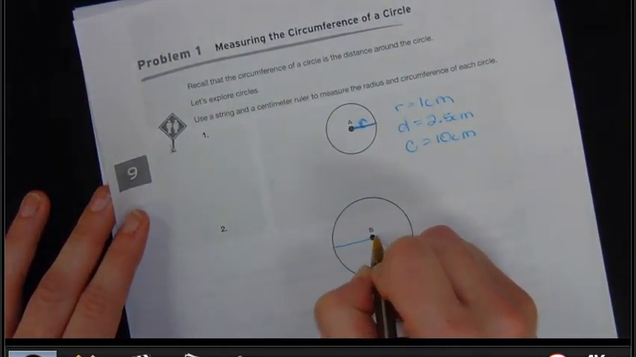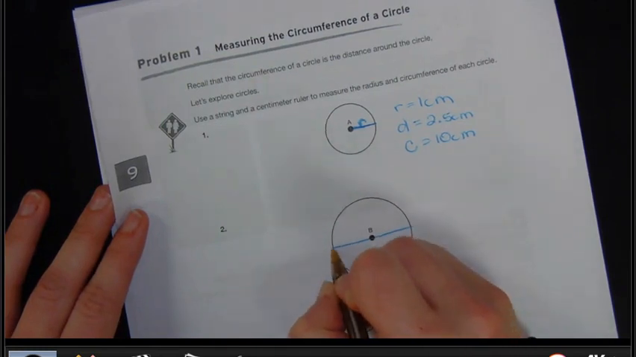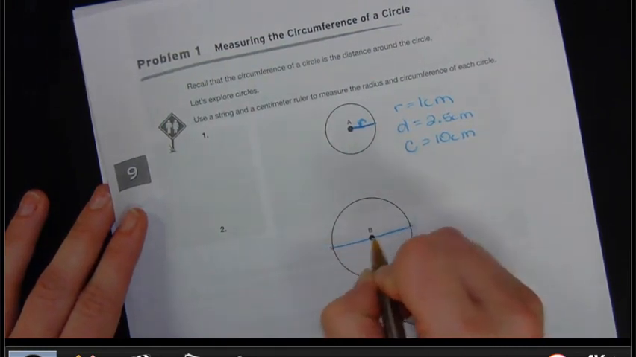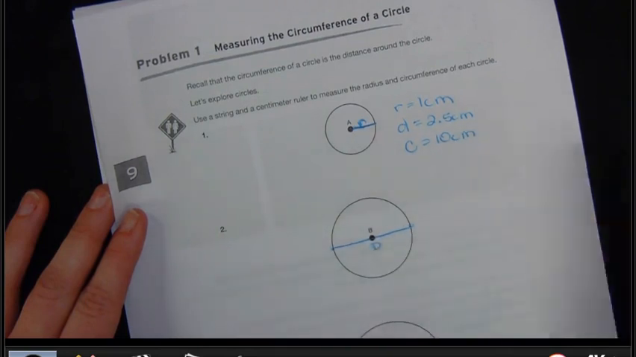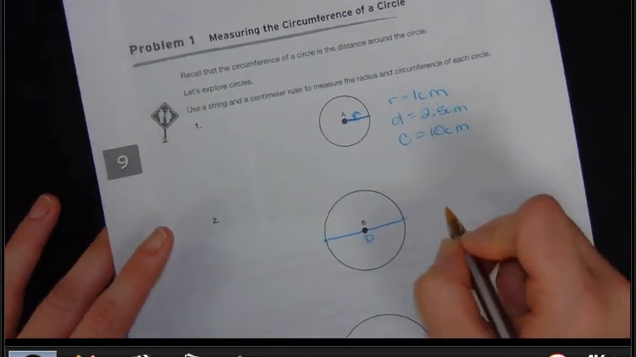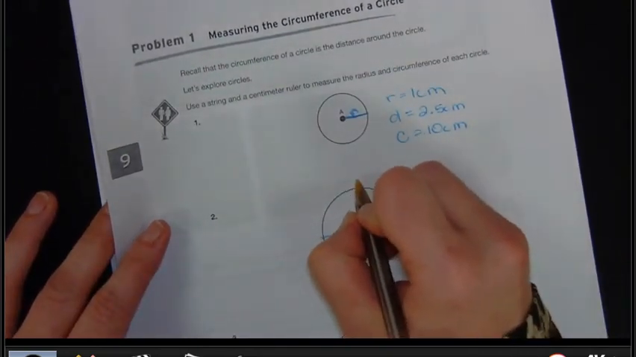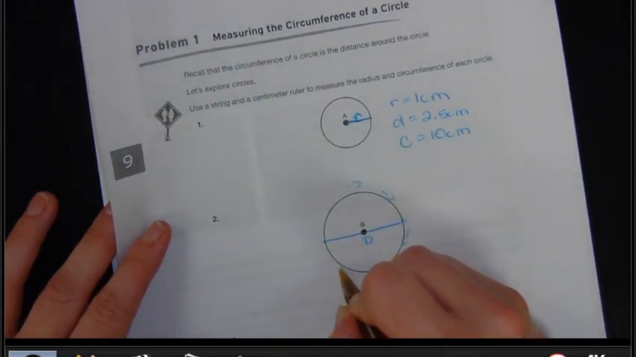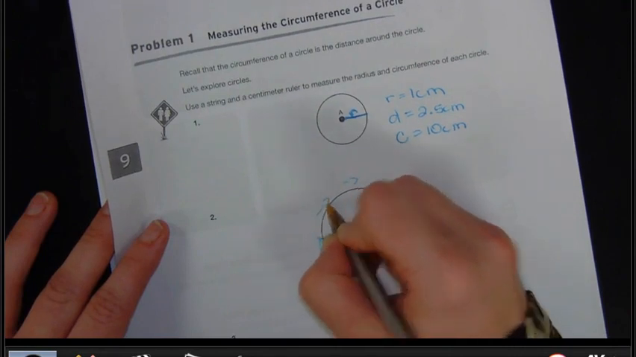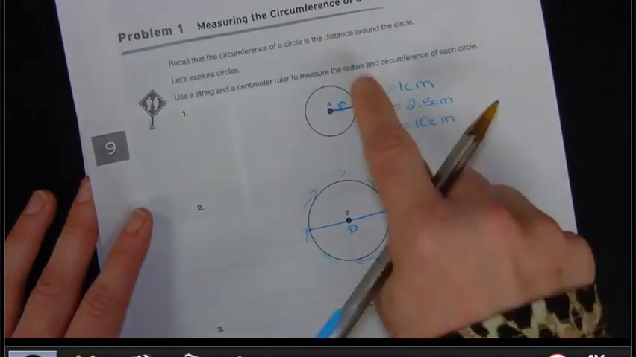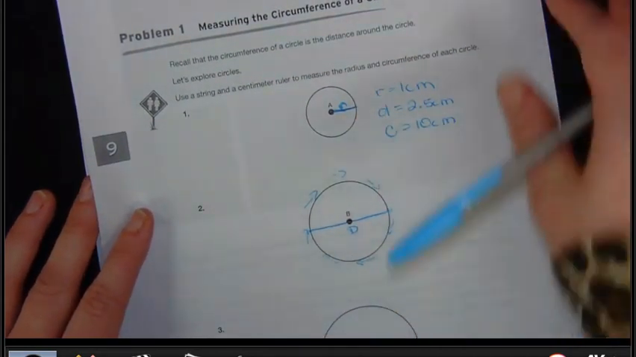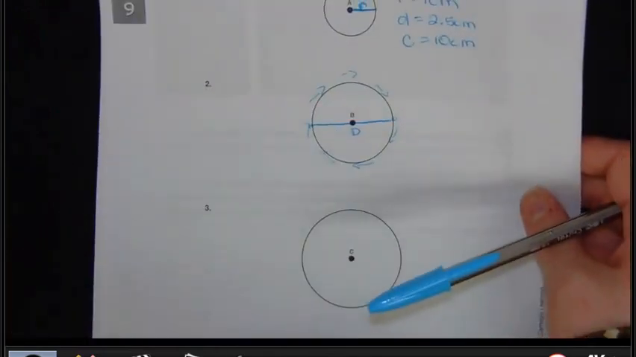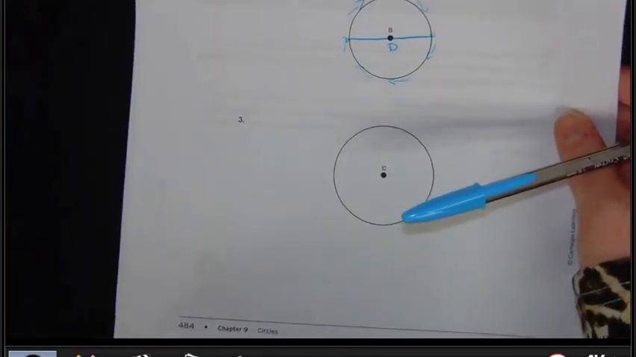We also were using the wiki sticks to measure the diameter, which is from edge to edge going through the center. So this is my diameter. And we were also using the wiki sticks to help measure the circumference, which is going around the circle, the distance around my circle. Okay. We found the radius, diameter, and the circumference of each of the 5 circles on 484 for section 9.2.